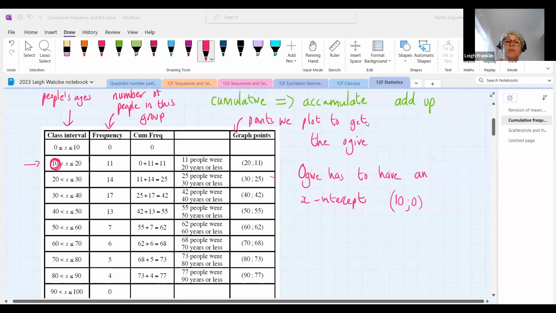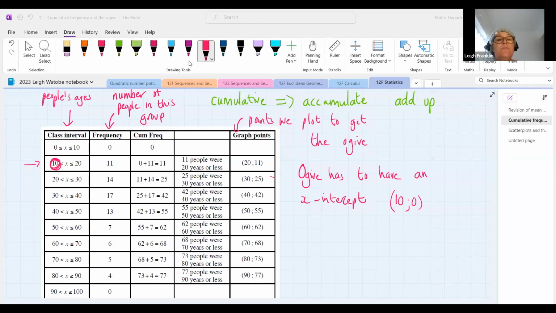Okay, so your ogive has to have an x-intercept, as I was explaining. Your x-intercept is always going to be the number on the left, the smaller number, in your first row where your frequency starts. Okay, so in this case, it's going to be 10 and 0.